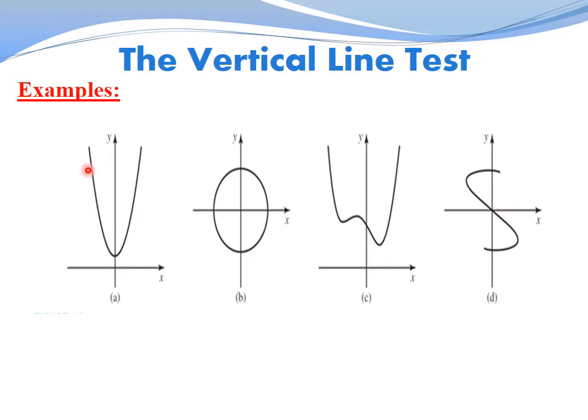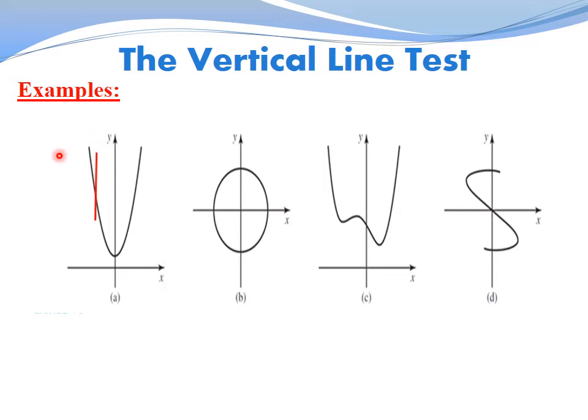It says draw any or all the possible vertical lines that you can draw. If any vertical line intersects this graph, it must intersect the graph at only one point. It may not intersect the graph at all. But if the vertical line intersects this quadratic function here more than once, which means it intersects this graph at 2 or more points, then we can easily say that no, this does not represent a function.